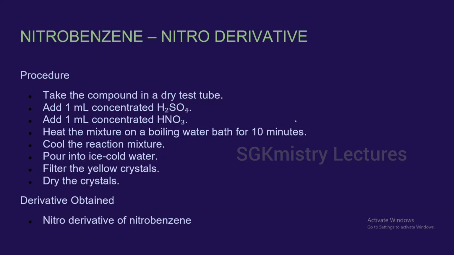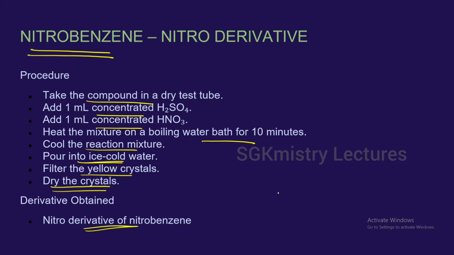Right? So next, coming on to nitrobenzene, if this is the compound that is given to you, you're going to prepare the dinitro derivative. So the nitro derivative of nitrobenzene is prepared as a derivative. You're going to perform the nitration test. Take the compound in a dry test tube. You're going to add the nitrating mixture, 1 ml of concentrated H2SO4 and 1 ml of concentrated HNO3. Then you're going to heat the mixture in a boiling water bath for 10 minutes, cool it, and pour it into ice cold water. Whatever yellow crystals you get, you're going to filter and dry the crystals. Whatever derivative is obtained is the nitro derivative of nitrobenzene.